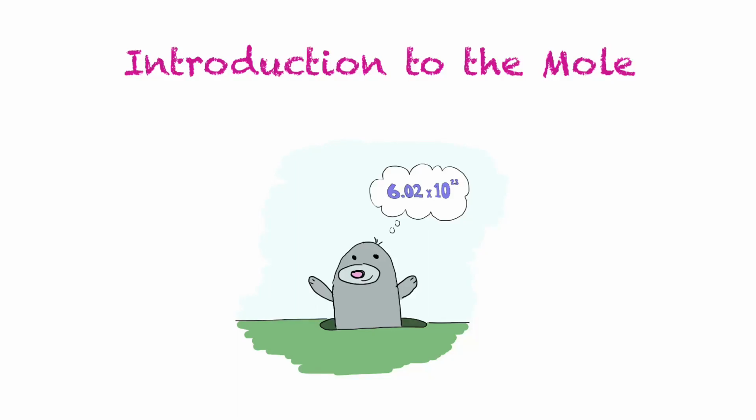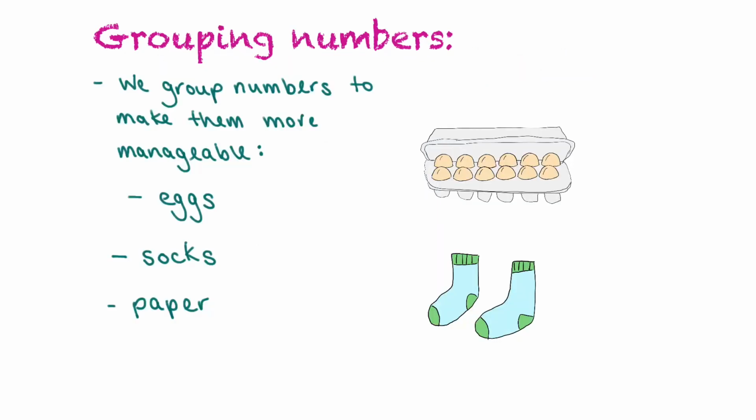In this video, we're going to be introduced to the concept of the mole, and we'll learn that chemists often refer to the mole as being the equivalent to the chemist's dozen. We group numbers all of the time, and the reason why we group them is we like to make them more manageable. So for instance, if we were talking about eggs, we group them in dozens.